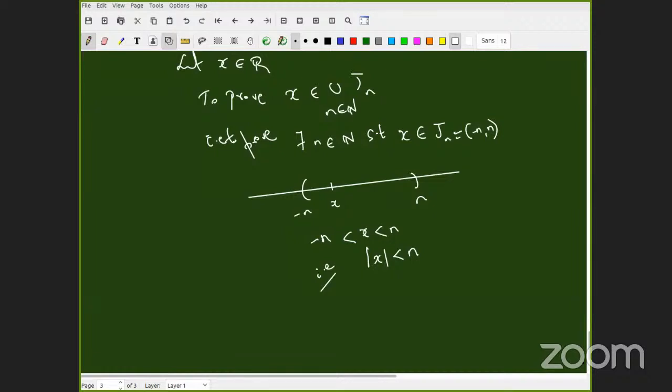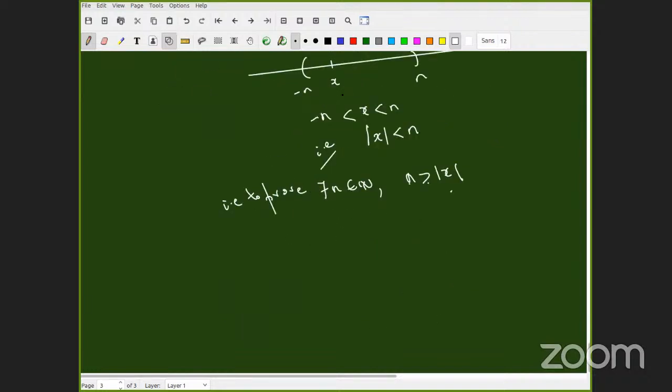Right. So this is what we have to prove. That is to prove there is a natural number n in N such that n is greater than mod x. What is given? Given a real number. I want to say that there is a natural number greater than this mod x. Given a real number x to prove. This is what is called the Archimedean property.